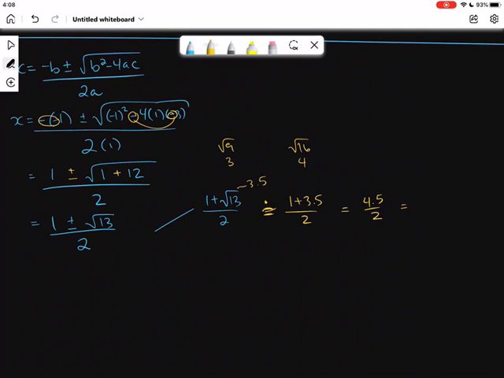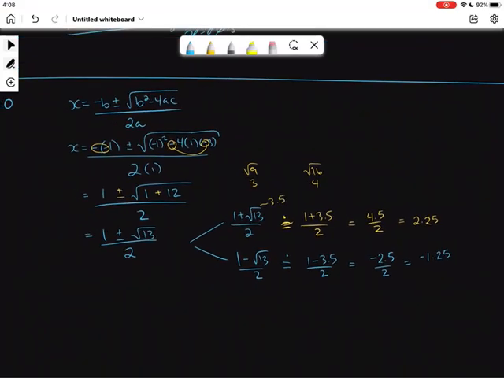4.5 divided by 2 is the same as 2.25. Okay, so this is approximately 2.25. And then my other solution is where I'm subtracting. So I have 1 take away root 13 over 2. That will give me approximately 1 take away 3.5 over 2, which ends up being negative 2.5 over 2. And that results in, so half of that would be negative 1.25.